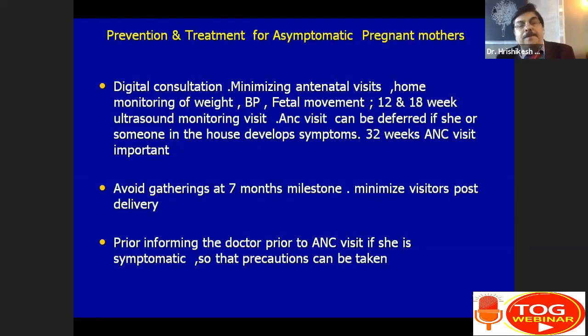Antenatal visits should be deferred, and it's very important to have a 32-week antenatal visit, which is important to see how the child is growing inside the uterus. She should avoid gatherings at 7 months. Normally, we have this 7-month milestone gathering, which should be avoided. And visitors should be minimal, even after delivery. Whenever she wants to come into the ANC, prior information to the doctor is very important, especially if she is symptomatic, with cough or fever. She should inform the doctor so the doctor can take proper precautions, use the PPE, and meet her.